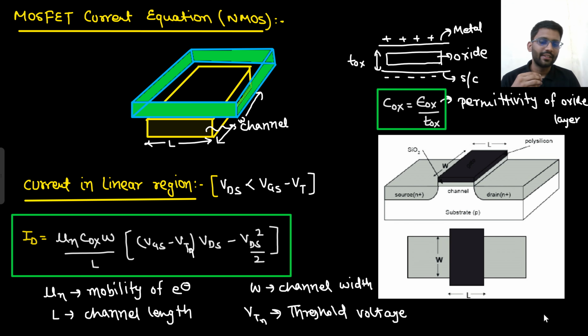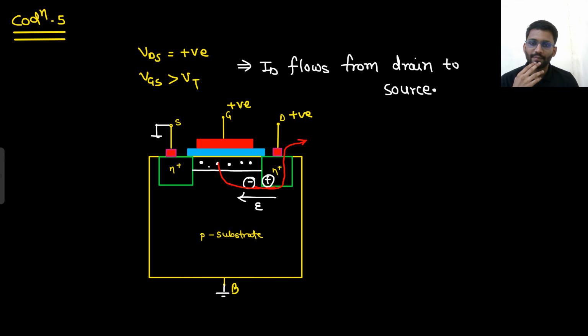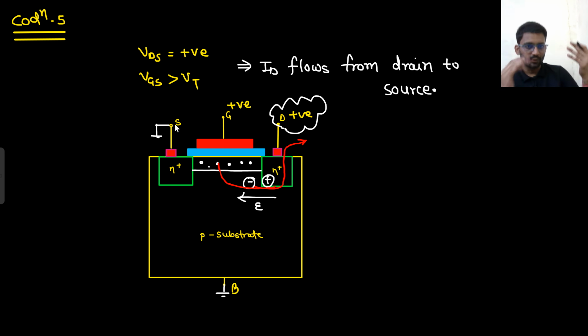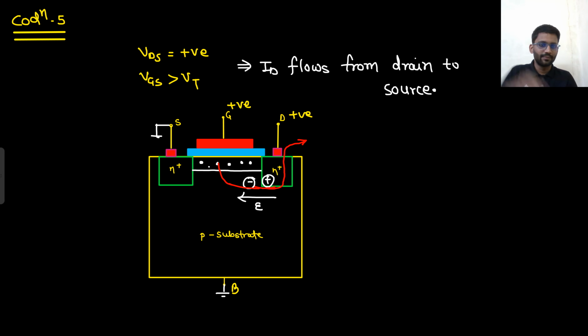Okay, one more interesting thing we will see here. In the NMOS, the drain is at positive potential and the source is at lower potential. In the case of NMOS, drain is positive and source is negative. Source is zero actually, because we take that as a reference. So the node which is at higher potential is known as the drain, and the node which is at lower potential is known as the source.